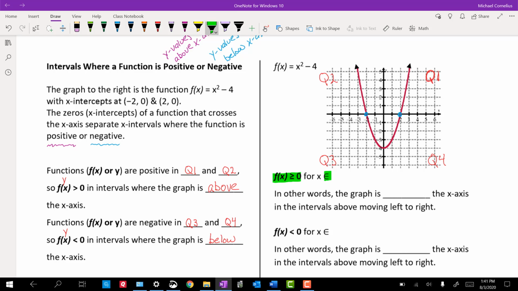But what I'm going to do first is mark those intervals. So when I see f of x greater than or equal to 0, I want to know where it is above the x-axis. So I'm going to highlight everything that's above the x-axis. I'm going to highlight this piece right here and this piece over here on the right. Those two are above the x-axis.